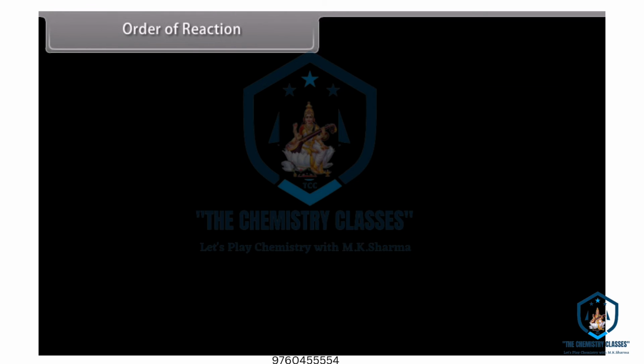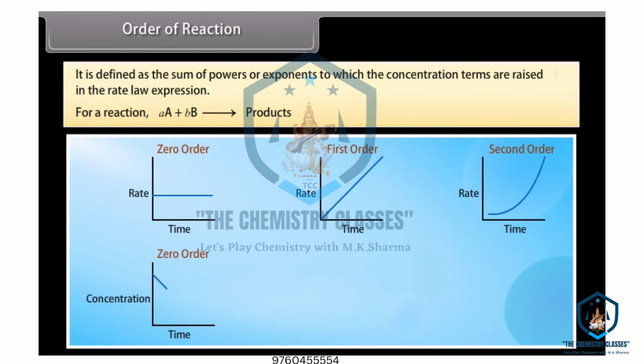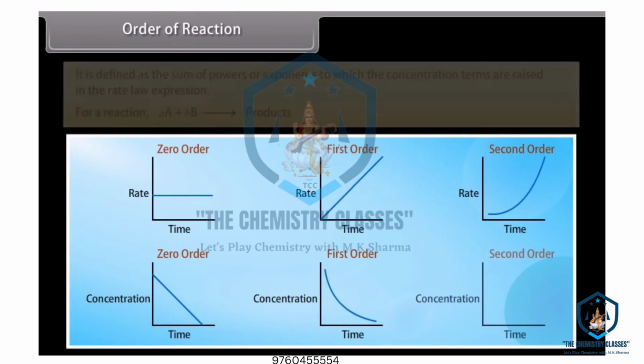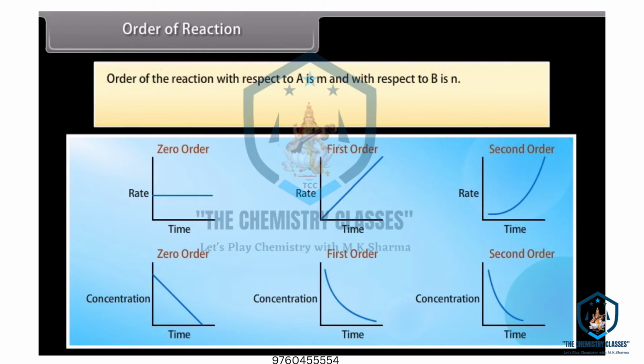Order of reaction. It is defined as the sum of powers or exponents to which the concentration terms are raised in the rate law expression. The rate law expression for a given reaction is given by: rate of reaction is equal to the product of k, [A] raised to the power m and [B] raised to the power n. The order of this reaction is equal to m plus n. Order of the reaction with respect to A is m and with respect to B is n.